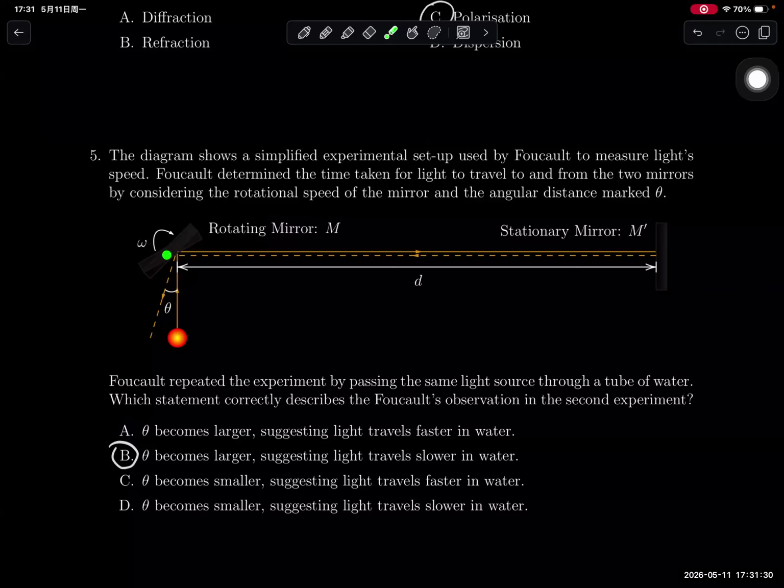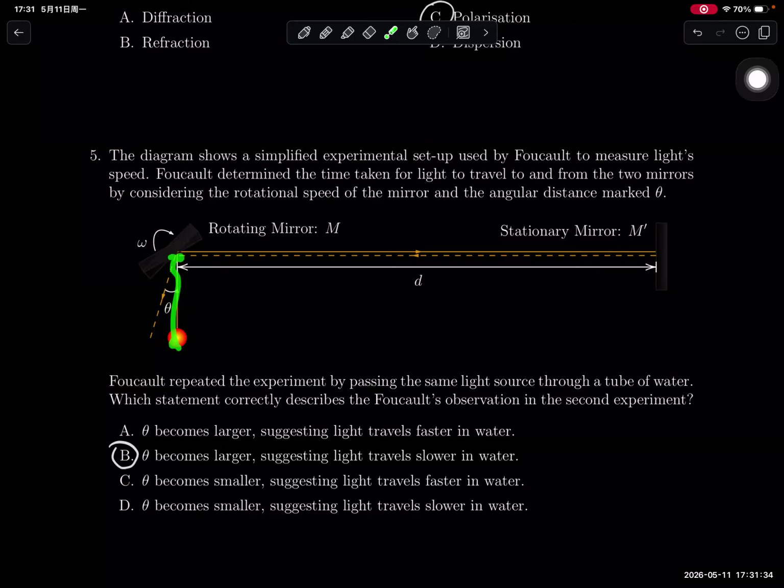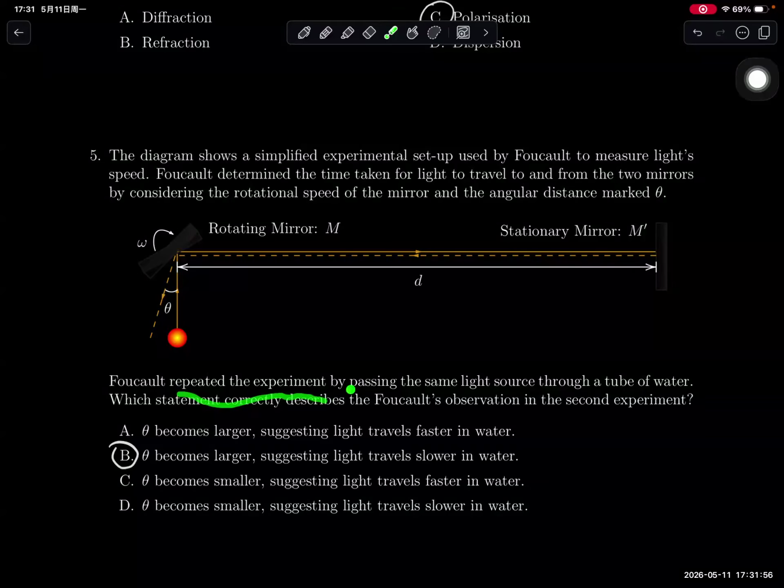Question 5, this shows you the Foucault experiment. We've got a rotating mirror, okay, and light is going in and then reflected, and during the time that light goes on this round trip, the mirror has rotated some angle, and then it's being reflected at some angle, okay? And we could measure the magnitude of this angle, using this angle to figure out the speed of light.